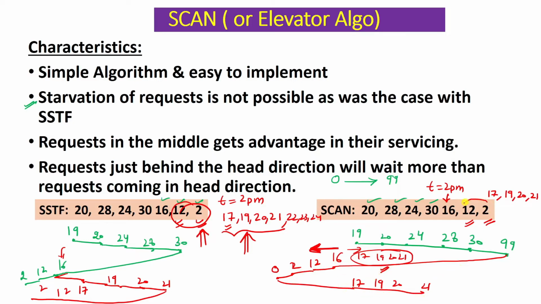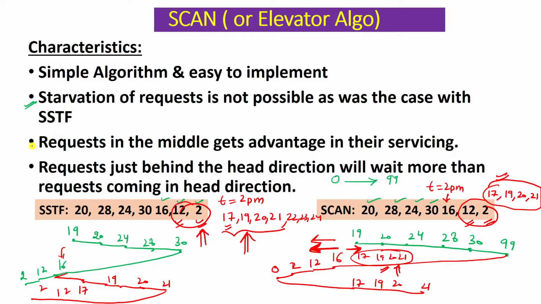Although these shorter requests, which were closer to 16, came, in SCAN these requests will not be fulfilled first, because they are behind the direction of the read write head. The read write head direction was this, but these requests came in the other direction. So they will be served late, and 12 and 2 will not have to starve. This way, starvation of requests is not possible in the SCAN algorithm. I hope you have understood. This is one of the advantages of the SCAN algorithm.